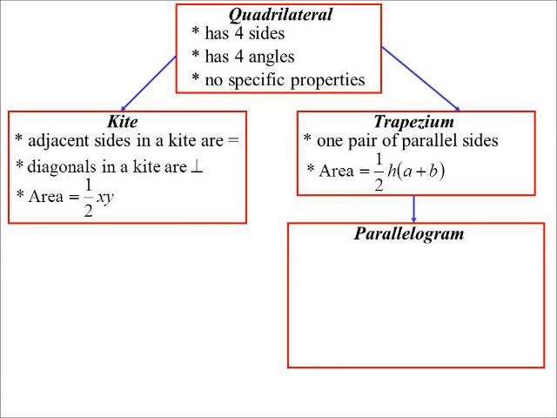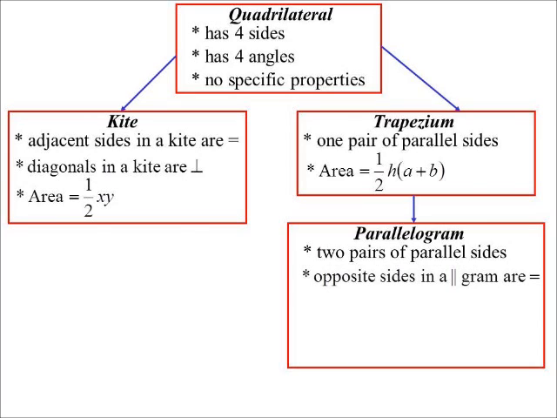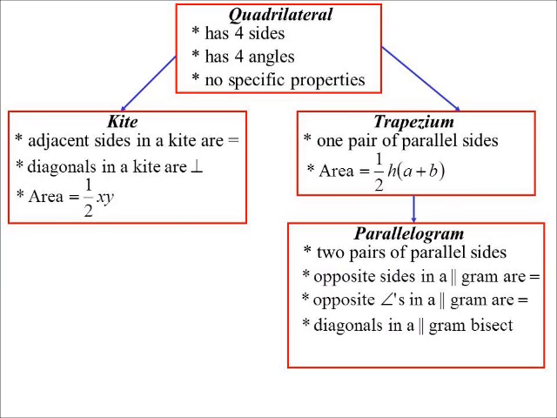Let me show you. Let's first of all look at the features of a parallelogram. We know it now has 2 pairs of parallel sides. But we now know that the opposite sides are going to be equal. Once it's a parallelogram, we know that. And opposite angles will also be equal in a parallelogram. The diagonals in a parallelogram will bisect each other.